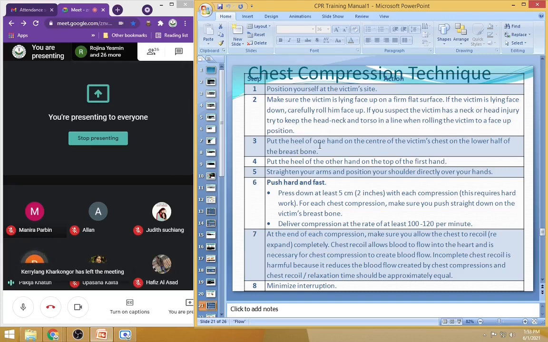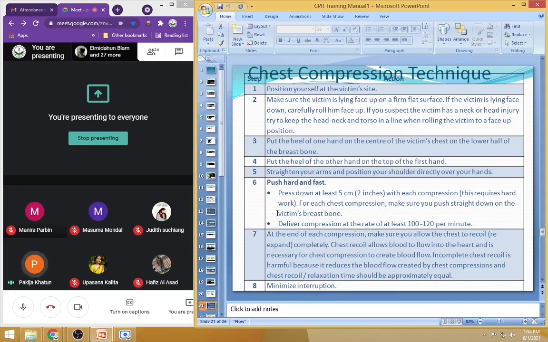Put the heel of one hand on the center of the victim's chest, on the lower half of the breastbone. Put the heel of the other hand on top of the first hand. Straighten your arms and position your shoulders directly over your hands. Push hard and fast. Press down at least 5 cm, 2 inches, with each compression. This requires hard work. For each compression, make sure you push straight down on the victim's breastbone.